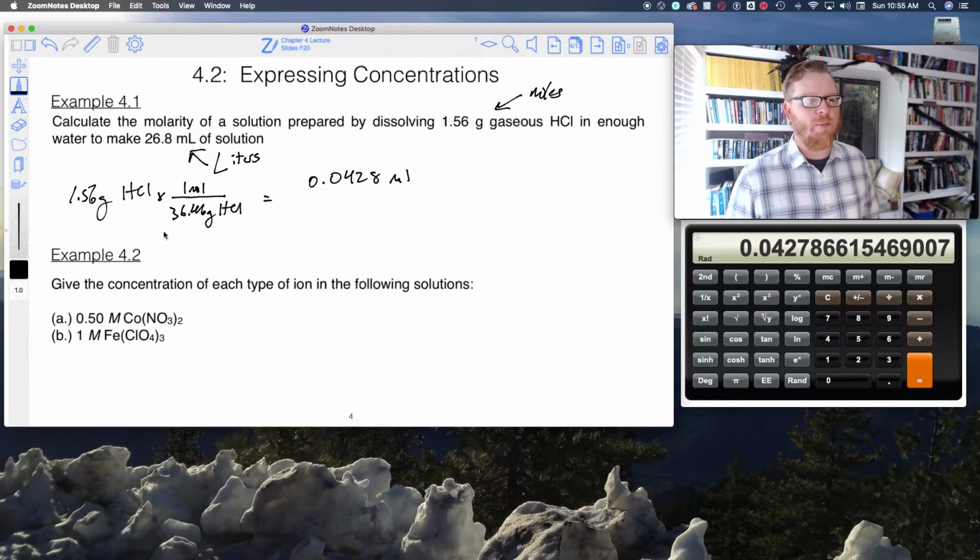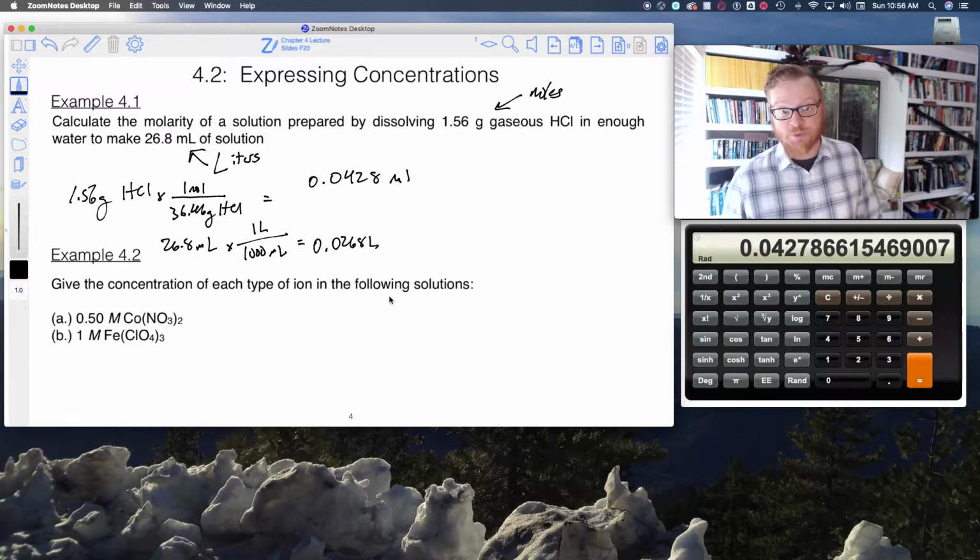Okay, and so now I've got to calculate my volume. So 26.8 mL of solution. Okay, so I know 26.8 milliliters, and I want to convert it to liters. I know that there's 1,000 milliliters in 1 liter, so I just moved the decimal over 3 times. So that's 0.0268 liters.